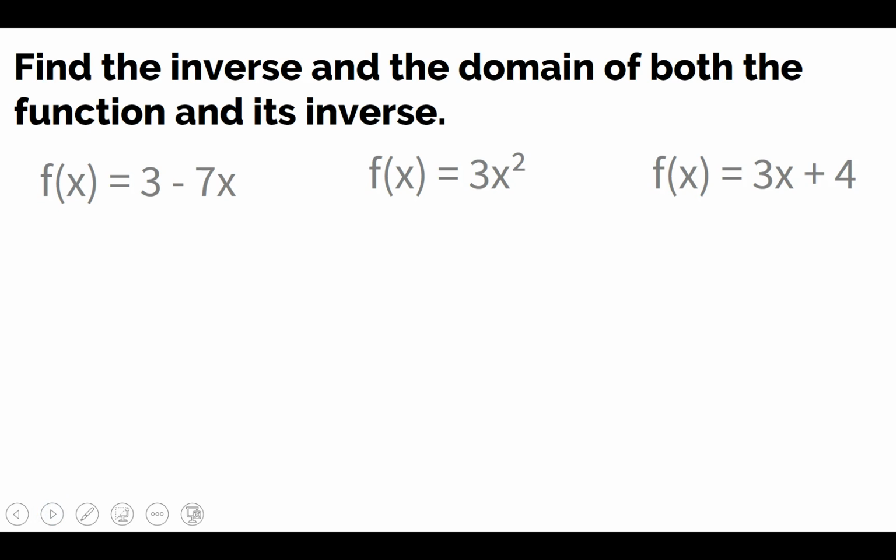Okay, last 3. Here we go. Let's find the domain of the original and the inverse equations. Okay, so my first equation is 3 minus 7x.